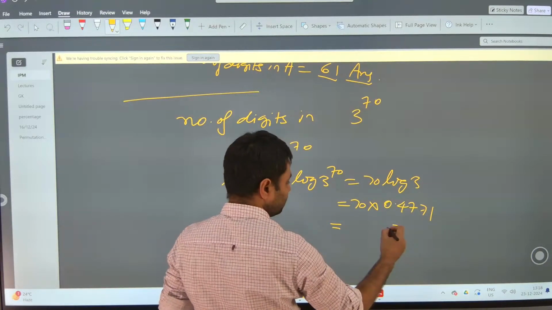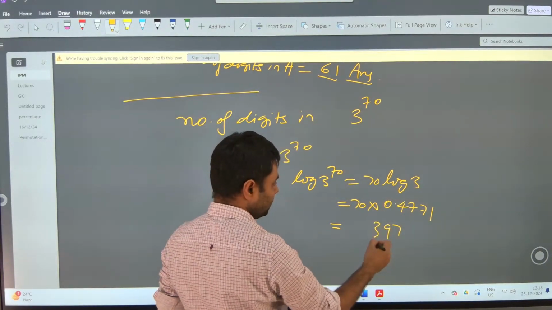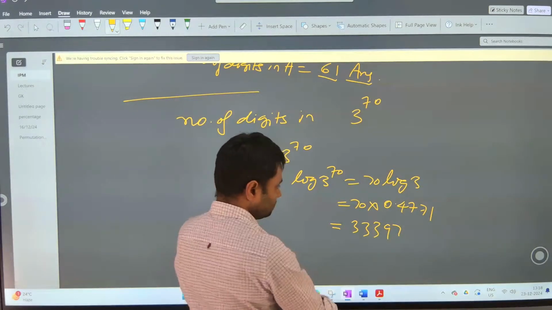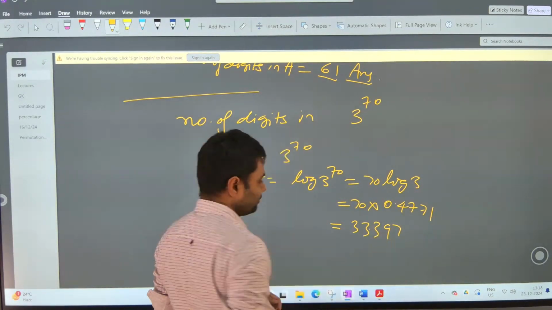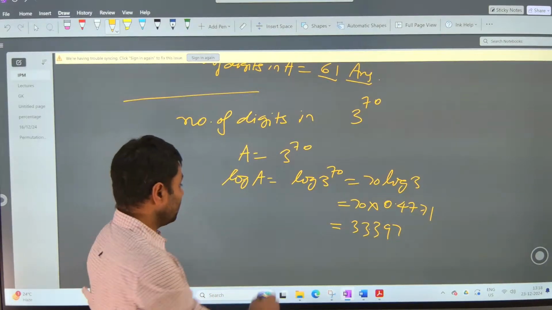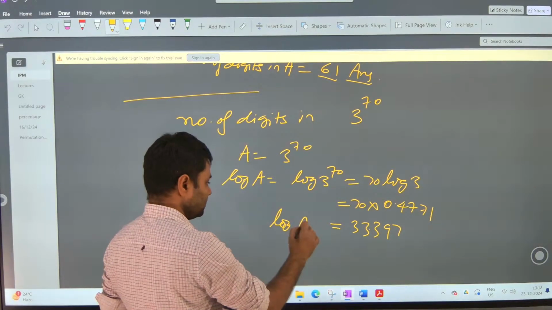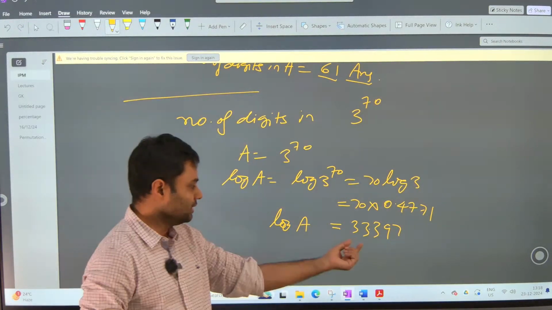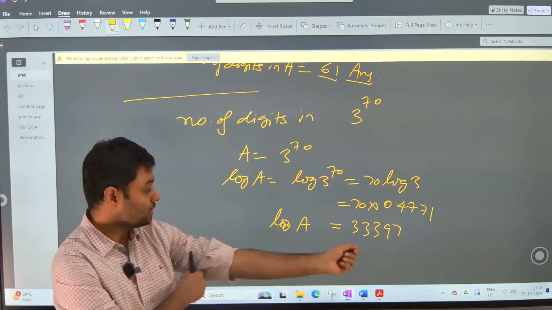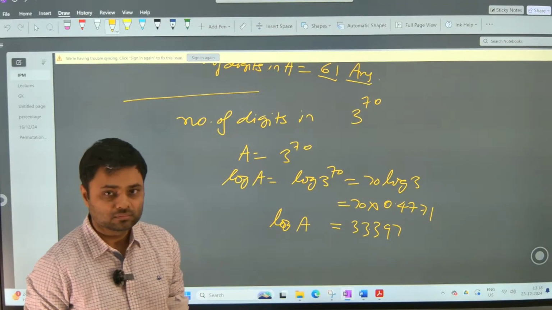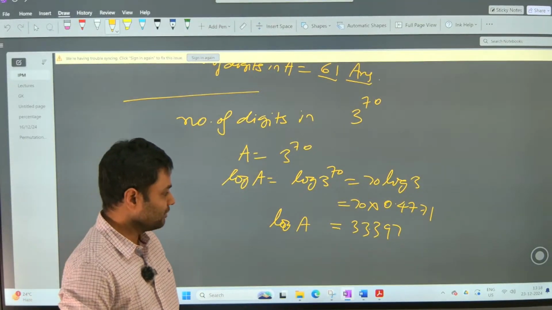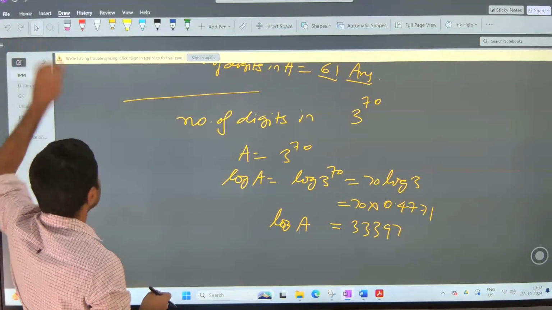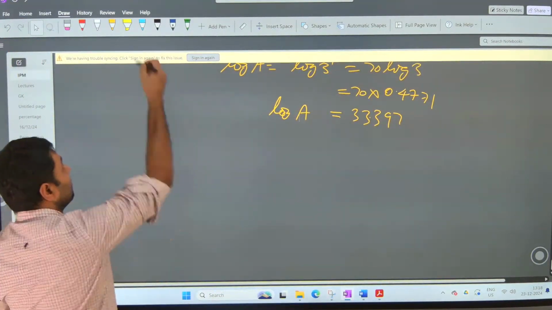So if you multiply this, what do we get? 7, 9, 3 and 33. So I can put a decimal here. So log A is 33 point something, hence the number of digits in A will be 33 plus 1, 34. So the number of digits will be 34. So that way you can find the number of digits in any number with a very large power. I will take one more example.